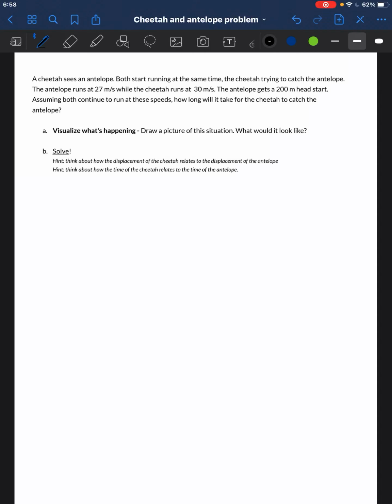Okay, a few of you have asked me for some help on the cheetah and antelope problem, the last problem from the homework. So let's take a look at this one together.